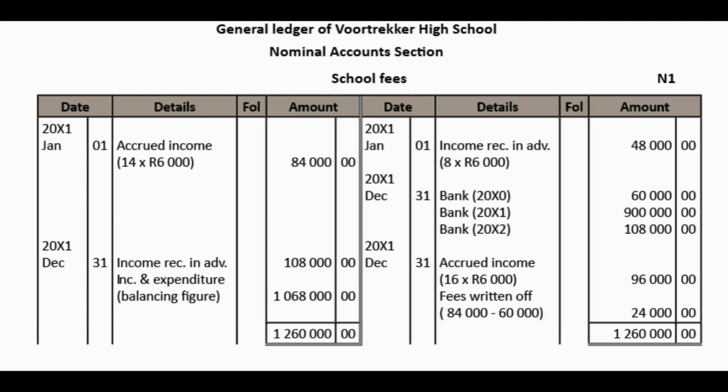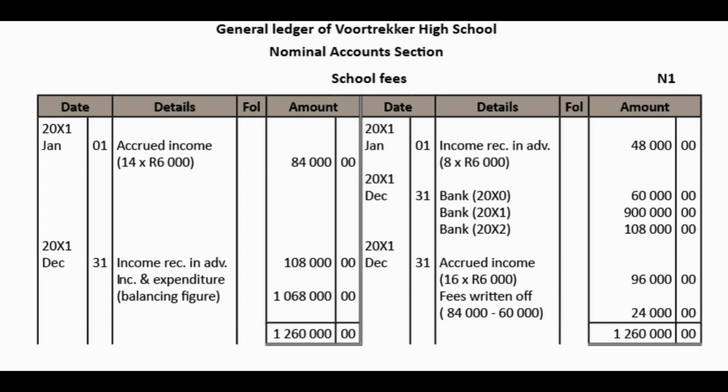And then they also say that the school fees of the pupils not yet paid have to be written off as irrecoverable. Okay, now you must have a look. What was the people that were outstanding the beginning of the year? It was 14 pupils have not yet paid their school fees. So it's 14 times 6 gives you 84,000. What have we received for 21 during the year? 60,000. Okay, so it's 84,000 less 60,000, and that is 24,000 that needs to be written off as irrecoverable.